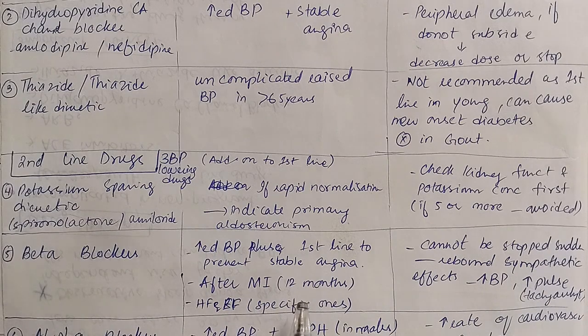After MI, for 12 months, beta blockers are prescribed, and for heart failure with reduced ejection fraction, heart specific beta blockers can be given. And a side effect of beta blockers is that they cannot be stopped suddenly, because it can cause rebound sympathetic effects, that are raised BP and increased pulse, that is tachycardia.